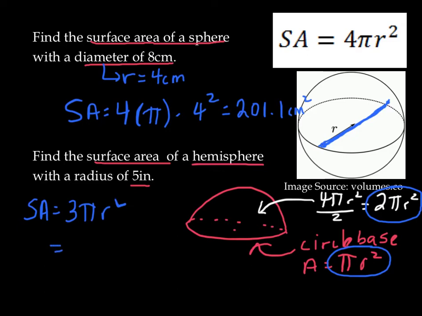In this example, we've got 3 times pi times 5 squared. And it's just a matter of typing that in. 3 times pi times 5 squared is 253.6 square inches.